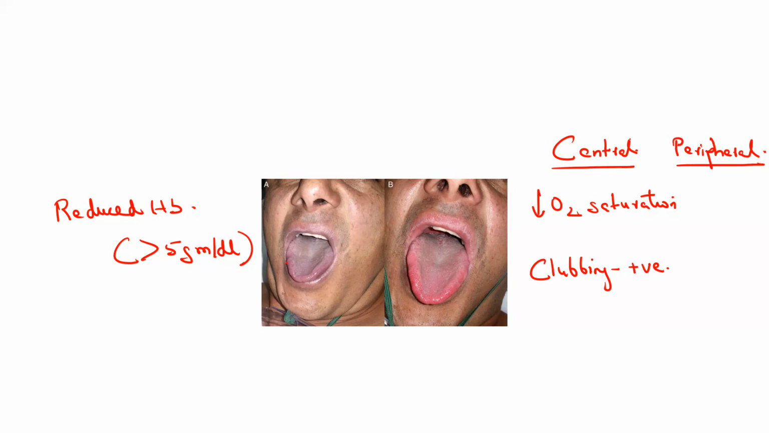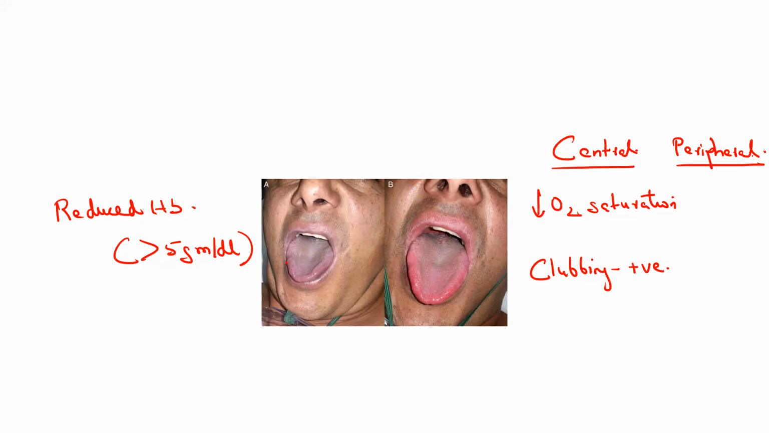Now, if you are still confused whether it's central or peripheral cyanosis: in central cyanosis patients, if we give them pure 100% oxygen inhalation for 10 minutes, the cyanosis may disappear. It may disappear, not will disappear, because if the oxygen saturation is very low, it might not. In most cases it disappears. In peripheral cyanosis, even after inhalation of pure oxygen, the cyanosis will not disappear.